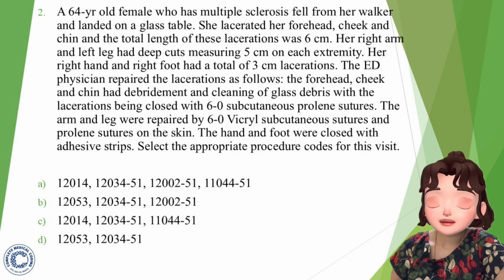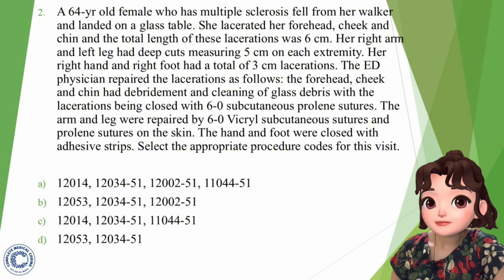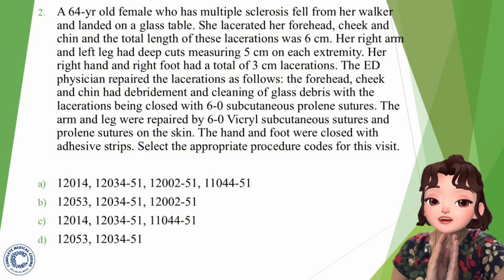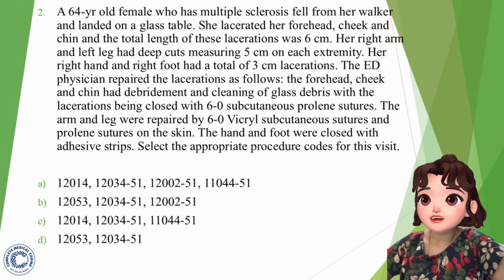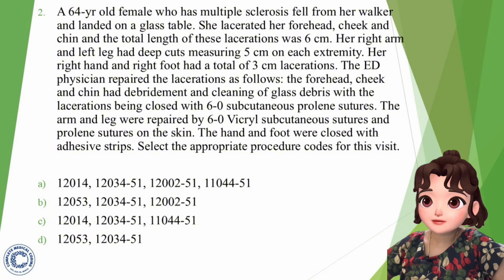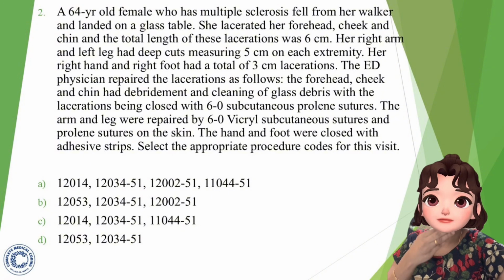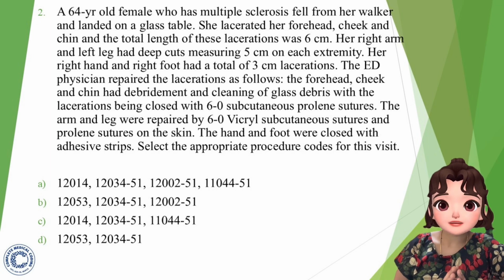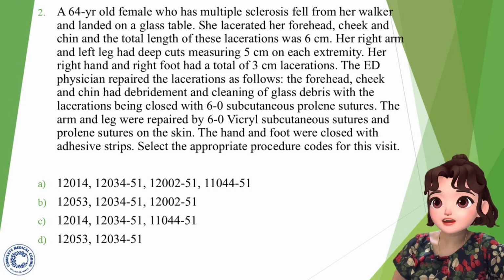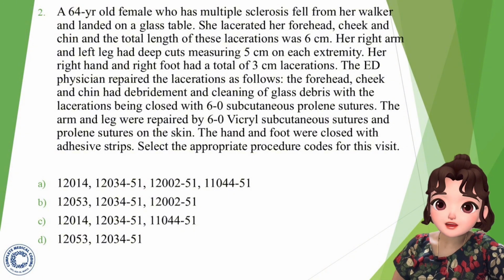Okay. What is the first CPT code? 12014. Okay. What is 12014? So here the first part is actually 3 parts. 3 procedures have been done here. The first part is the laceration of forehead, cheek and chin. Forehead, cheek and chin, since it comes in one part, you should code it as a single code. Okay, forehead, cheek and chin together. Laceration is 6 centimeter. So you have to code for the 6 centimeter measurement.